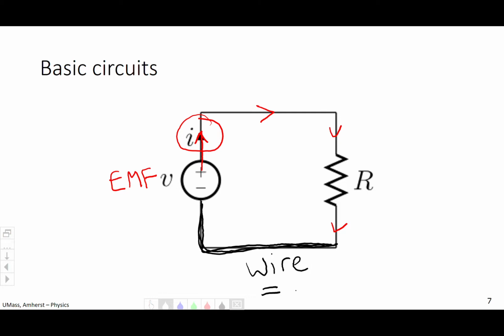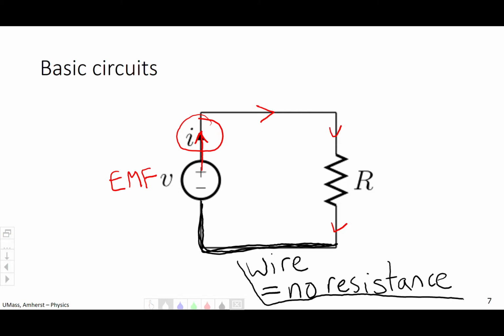And we are going to say that there is no resistance in that wire. This is an idealized circuit, just like when we're dealing with Newton's laws, we're working in our frictionless vacuum. When we're doing our very basic circuits, we are going to assume that we have a wire that gives us no resistance. In reality, this is not true, but it makes things a heck of a lot easier for us.